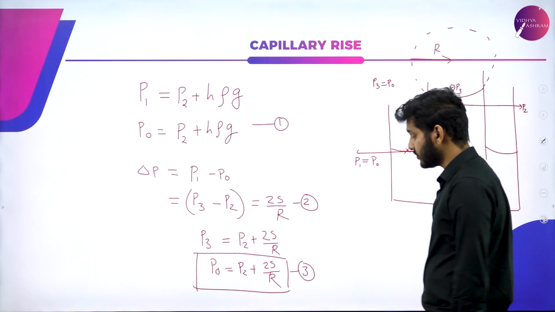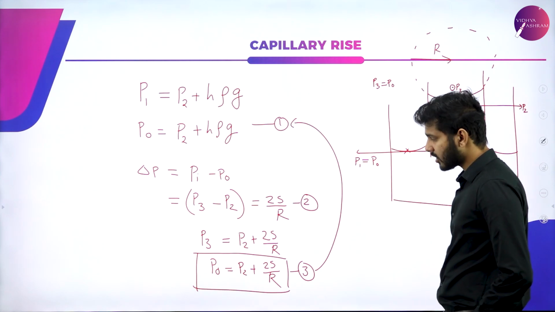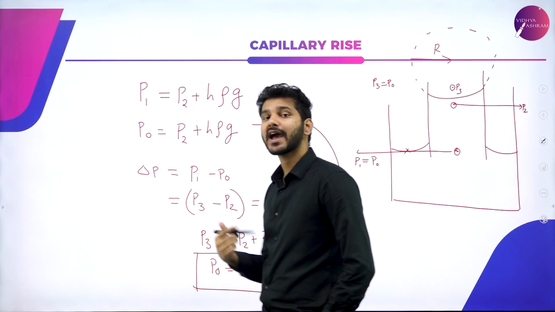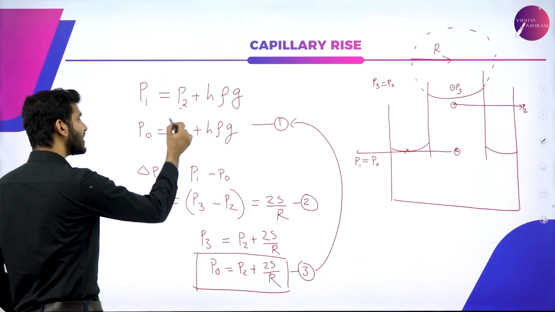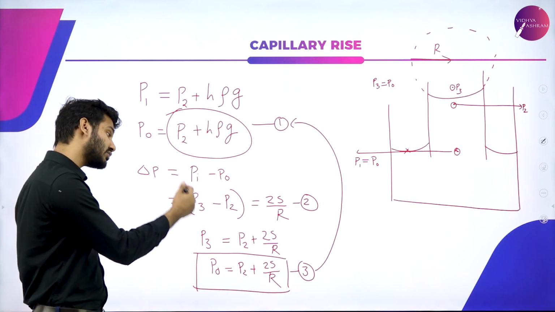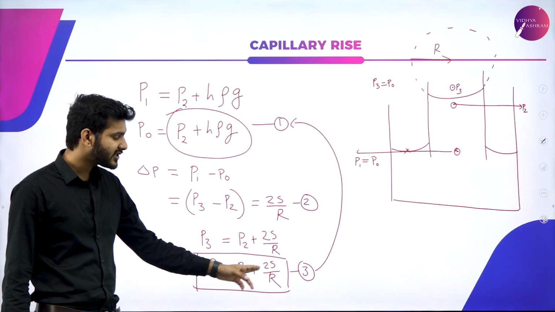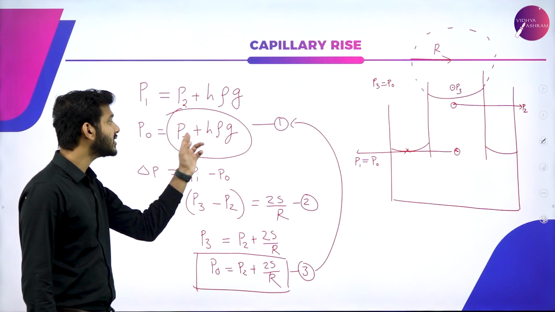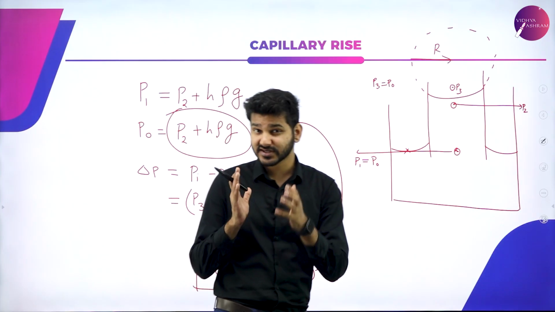Now what I'm going to do is compare equation 3 with equation number 1, because on the left hand side both have P0, which is the pressure outside. So we have two different equations with the same left hand side, which means these two equations are comparable. That is, I can write P2 plus 2S by R is equal to P2 plus h rho g. So let's see what happens when I compare it side by side.